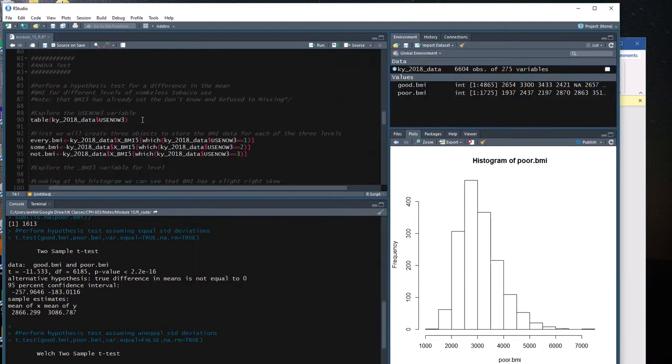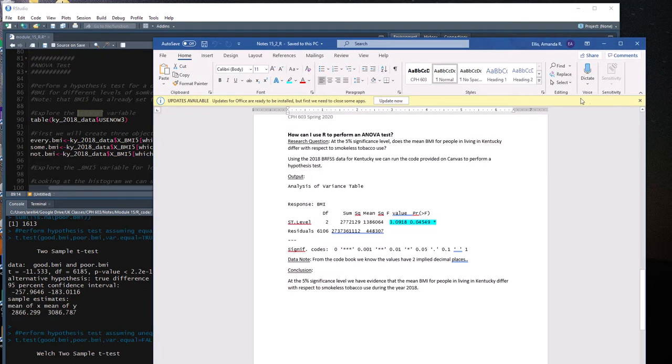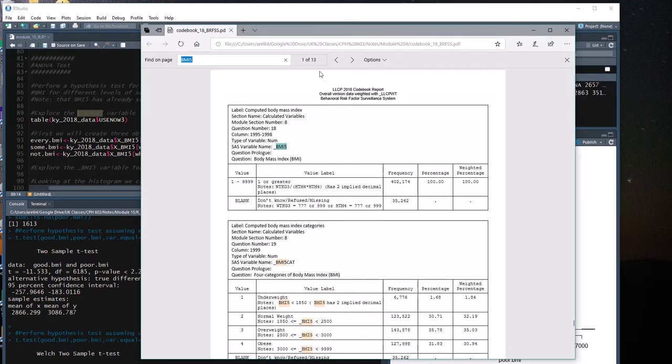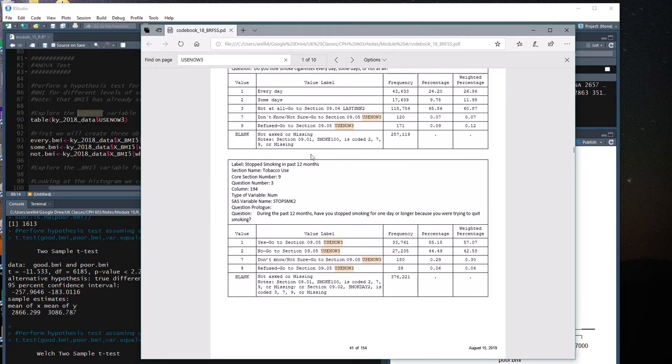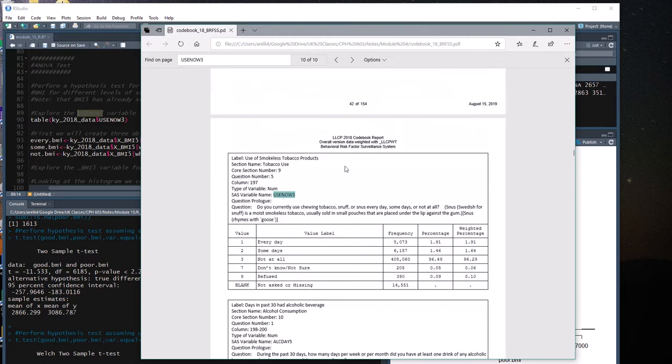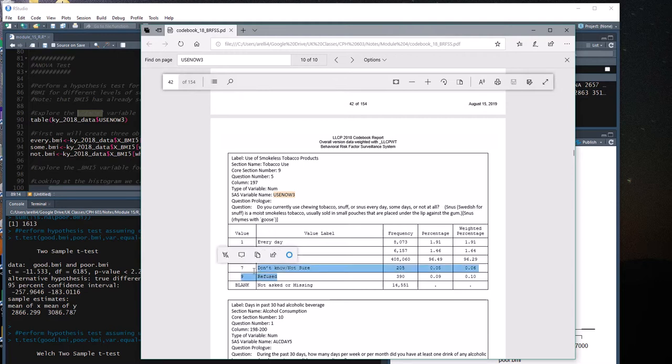Coming to our R code, the smokeless tobacco variable is useNow3. So let's go to the code book and look at what that variable looks like. All right, so here's our variable. Notice there are three levels that we're going to be interested in: everyday, someday, and not at all. And then of course the don't know, not sure, and refused. Those are the ones that we're going to remove from the analysis, and then we're going to document that those groups were removed.